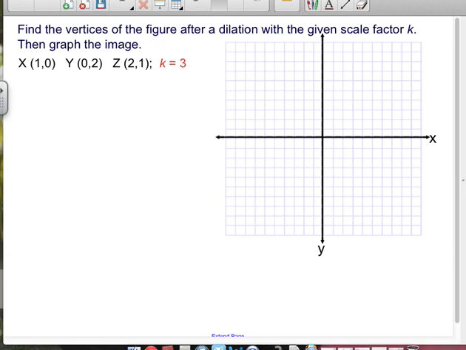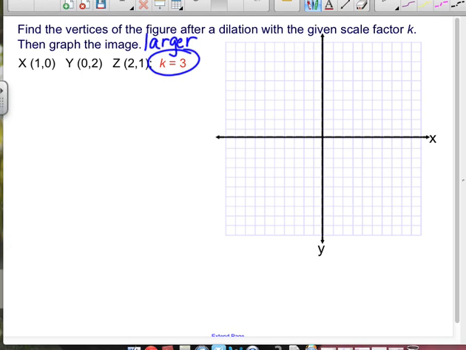Here's another one. Find the vertices of the figure after you dilate it with the given scale factor k, and then graph the image. So on this one, I'm not graphing the original. We're not going to put that up there for comparison's sake. So let's just do the math and plot the new image. What's our scale factor? 3. What does that mean? It means it's going to be an enlargement. This one is going to be larger than the original one. So if you wanted to draw the original one, you could. However, I'm not going to.